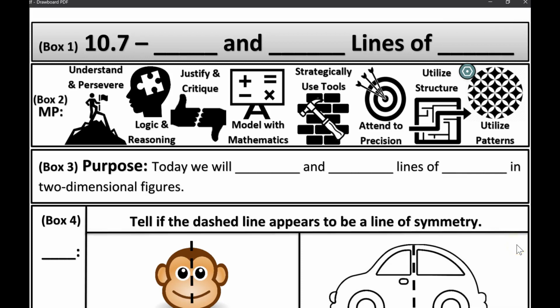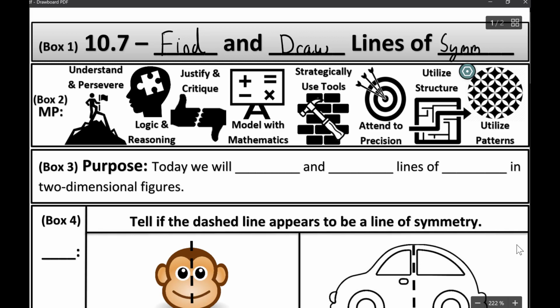Alrighty students, it's Mr. Arevalo with another brand new lesson, and for today's lesson we're going to be focusing on box 1, 10.7, find and draw lines of symmetry, okay? So this is basically an extension or continuation of yesterday's lesson. However, in yesterday's lesson, they drew the line for you. So in today's lesson, we pretty much have to draw the line for ourselves and look at the object and tell how many lines of symmetry it has, okay?